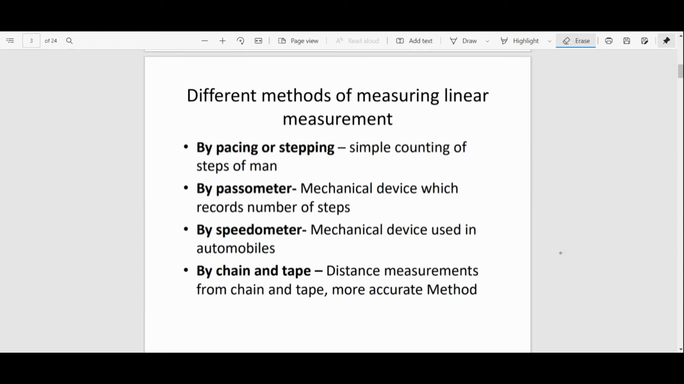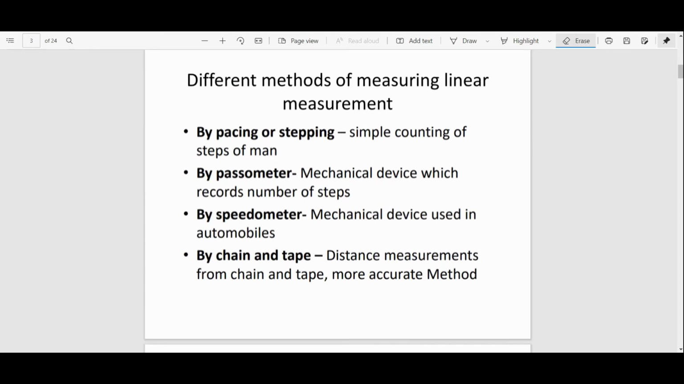Now next one is, what are the different methods of measuring a linear measurement? Basically we have four methods. The first one is stepping method, the second one is pedometer, the third one is speedometer, and the fourth is chain and tape. At present we use this method. These methods are used in a vehicle nowadays, and the stepping was the very old method that we used at old time. Simply when there was no instrument, we used simple foot count to calculate the distance. So that was the very old method.